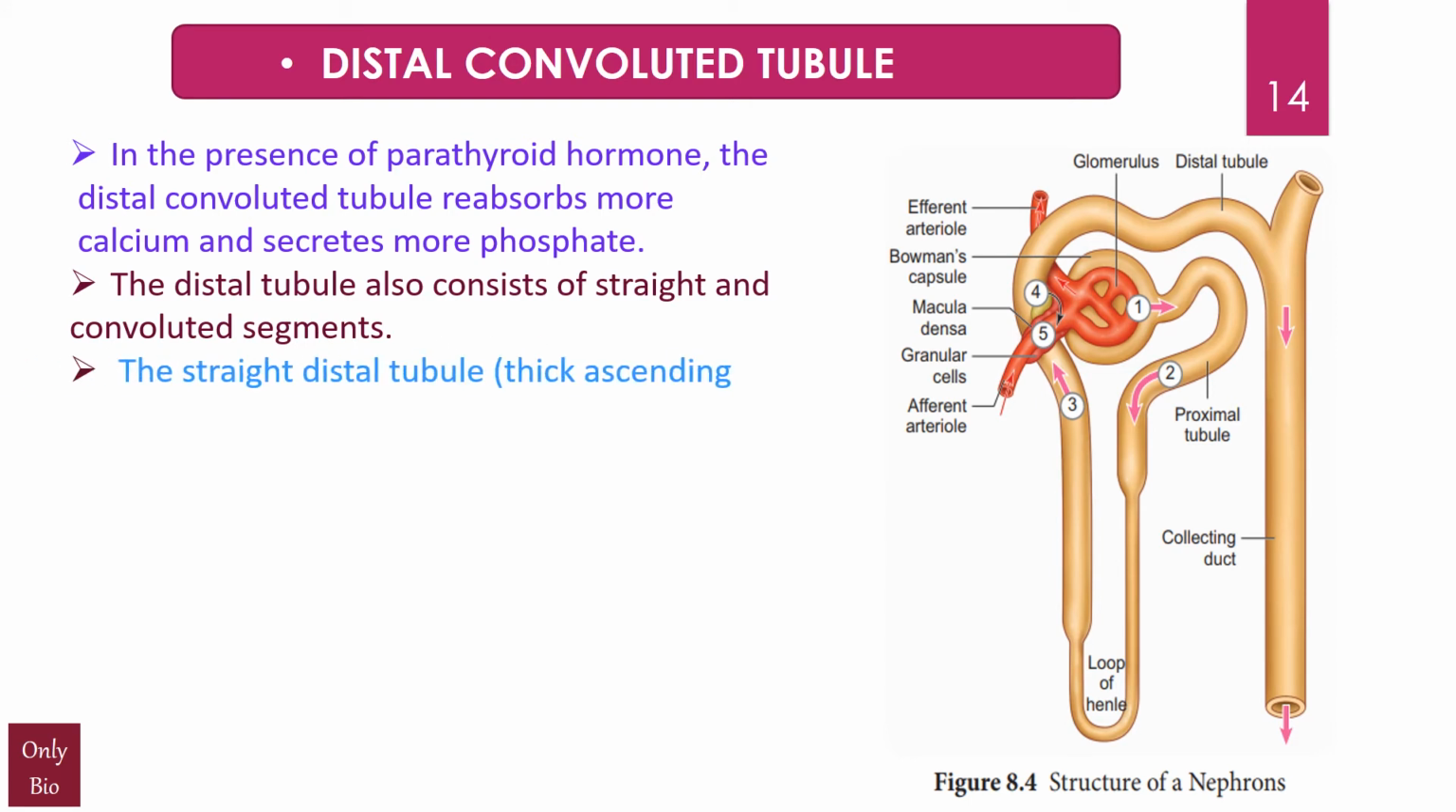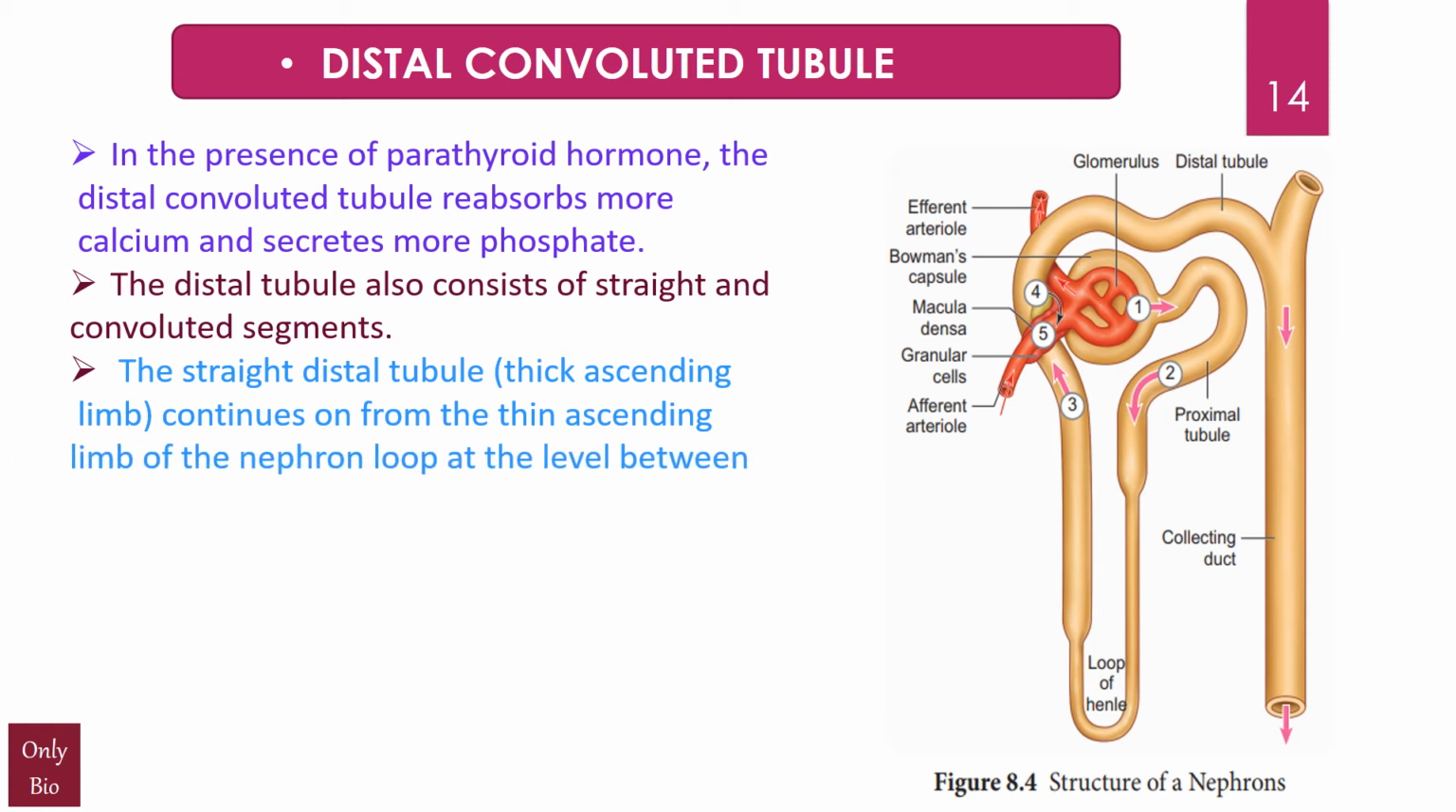Convoluted is a coiled bar. The straight distal tubule, that is the thick ascending limb, not to be confused with the loop of Henle, continues on from the thin ascending limb of the nephron loop at the level between the inner and the outer medulla.